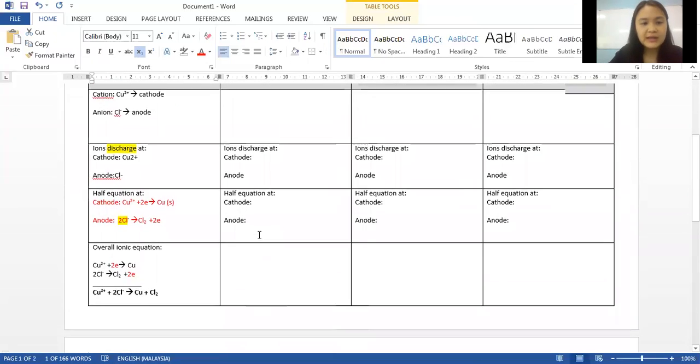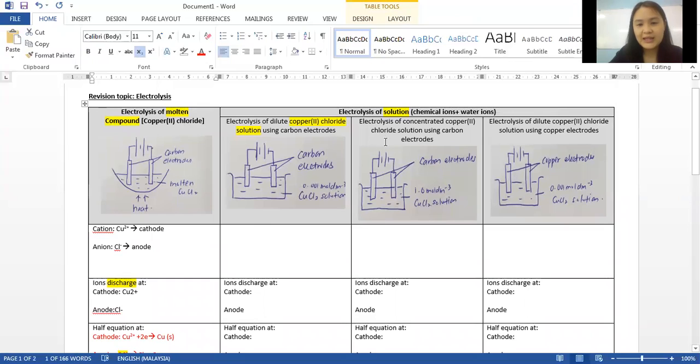Okay, so that is a quick one on electrolysis of molten substance. All right, so now we shall move on to electrolysis of solution. Now, just now I've mentioned that solution means you have the chemicals that dissolve in water. So therefore, there are more ions found in the solution.